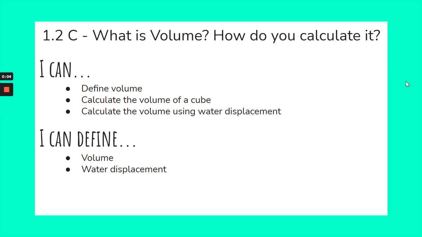Lesson 1.2c, what is volume and how do we calculate it? So by the end of this mini lesson, you'll be able to define volume. You'll be able to calculate the volume of a cube or any kind of object that has a formula. At least you'll be familiar with it, but you'll definitely know how to find the volume of a cube. And then you'll be able to calculate the volume of something using water displacement. And your vocab words are volume and water displacement.